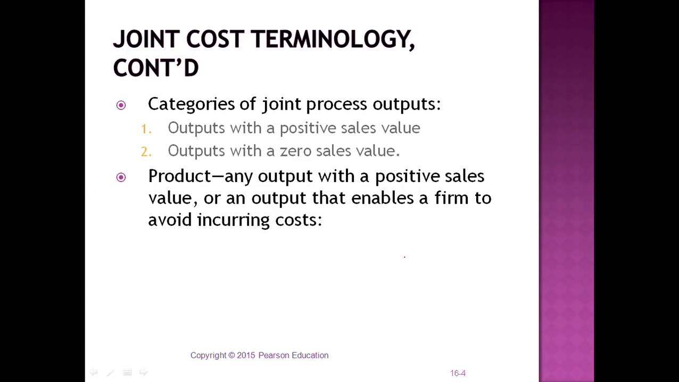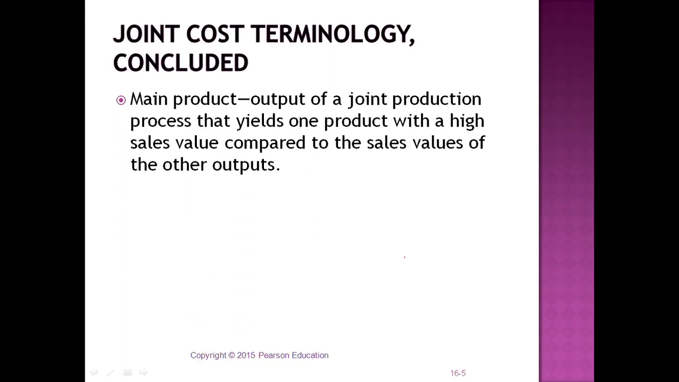Right. So what are products? Products are any output with positive sales value or an output that enables the firm to avoid incurring costs. What does that mean? It means the sales value could be high or it could be low, but it has some value. Then you can call them a product. Right. So having said that, if there is one product with a high sales value and then many other products with low sales value, then that product with high sales value can be called the main product, right?